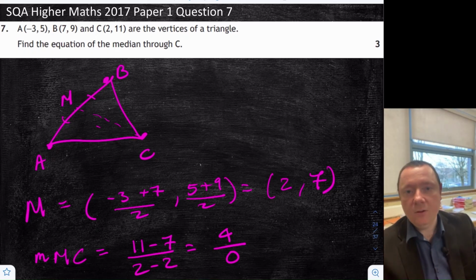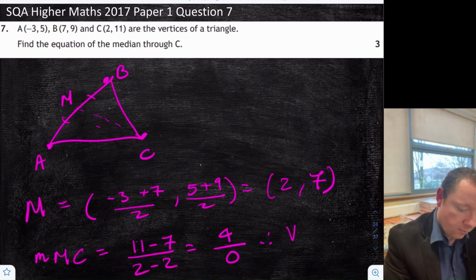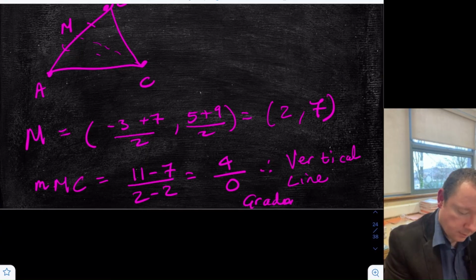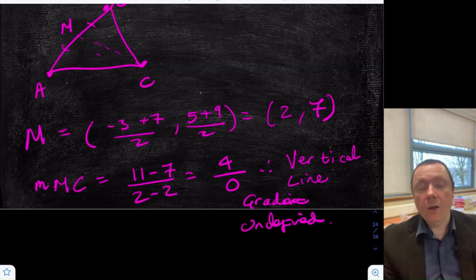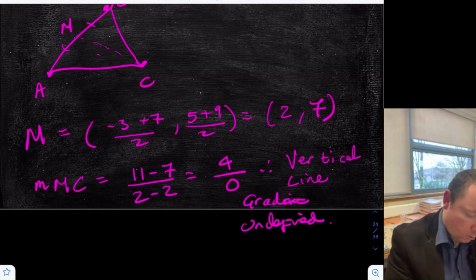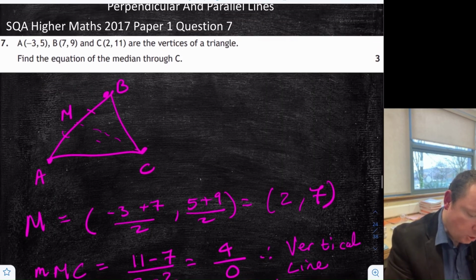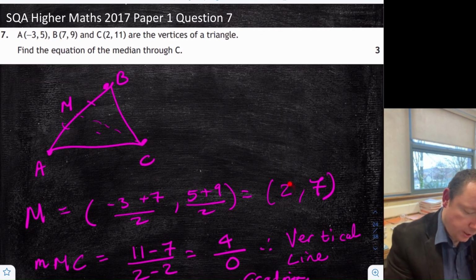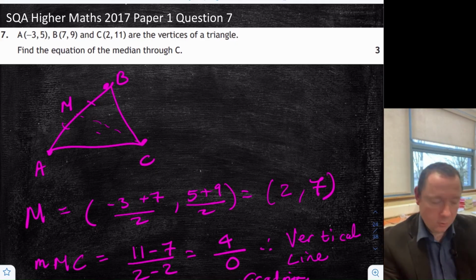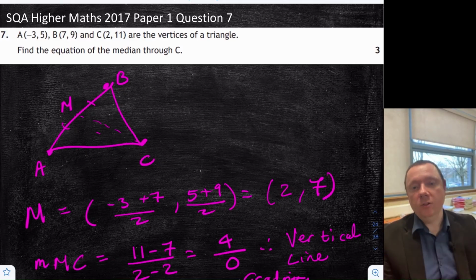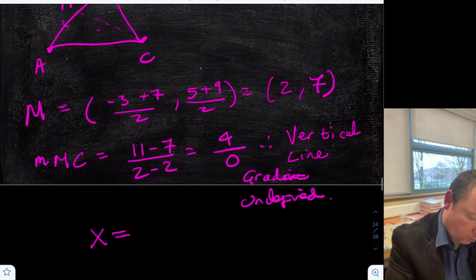Oh, wait a minute, we're dividing by 0, we can't do that. Therefore, vertical line. If you get an undefined gradient, it is a vertical line. Gradient is undefined. The equation of a vertical line is just x equals. And you should be able to see this. The x part is 2 here, it's also 2 here. So if you ever get the same x, then the equation is x equals. If it's the same y, the equation would be horizontal, y equals. So x equals 2.